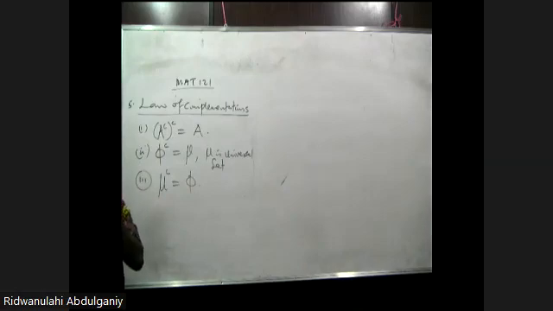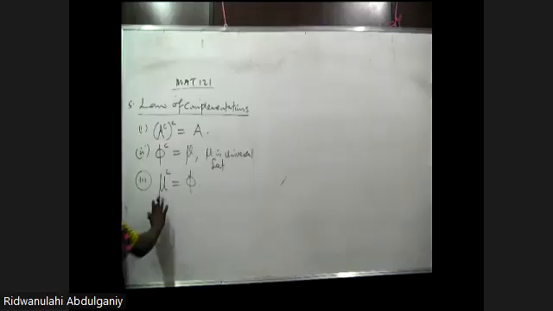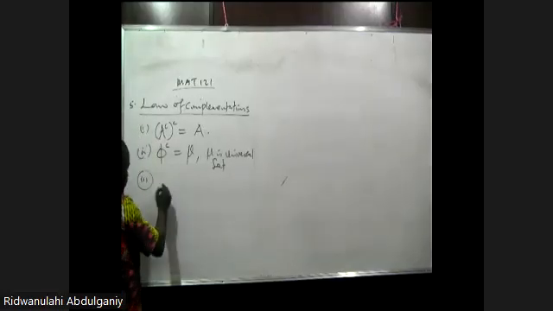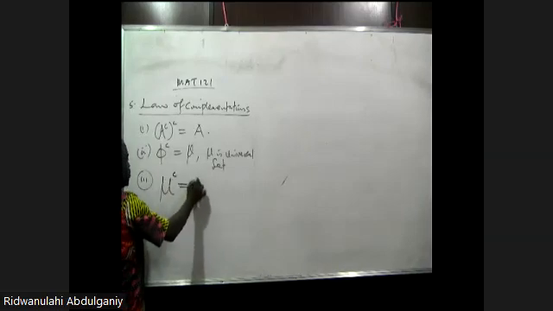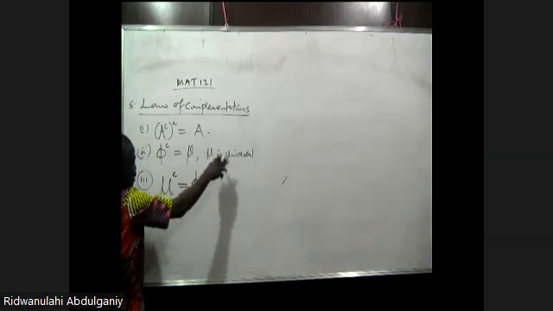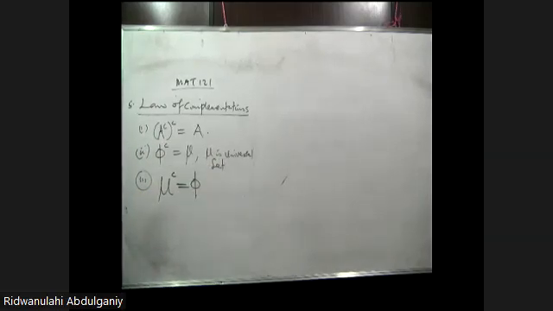We have about 5 to 10 minutes to the end of the class. So how did you record Roman figure 3, sir? Roman figure 3: mu complement equals empty, where mu is our universal set.